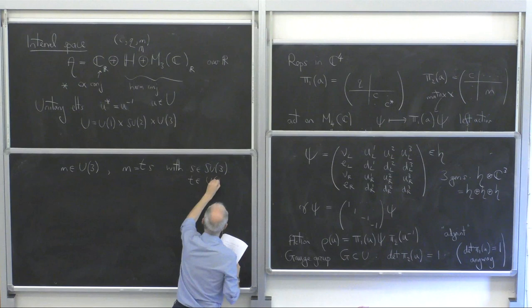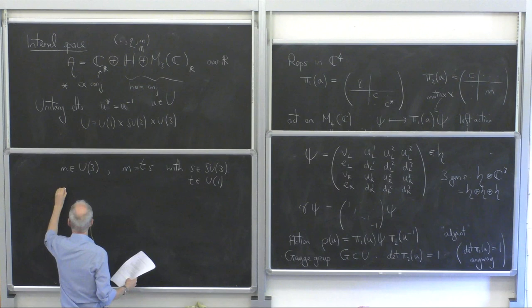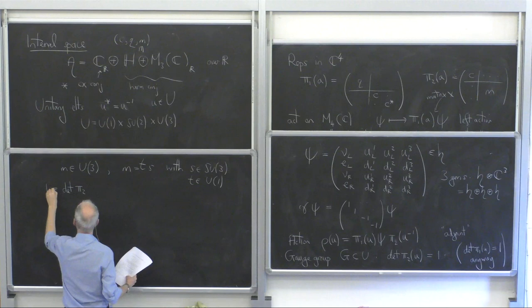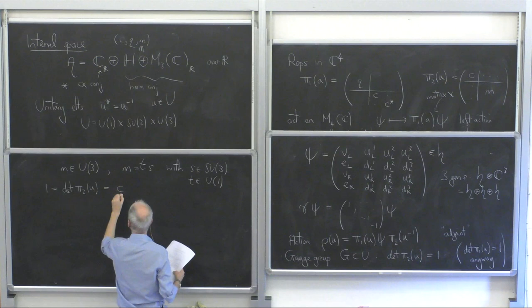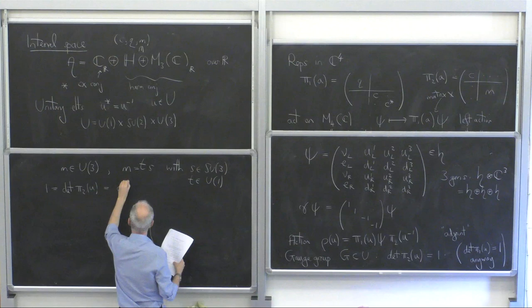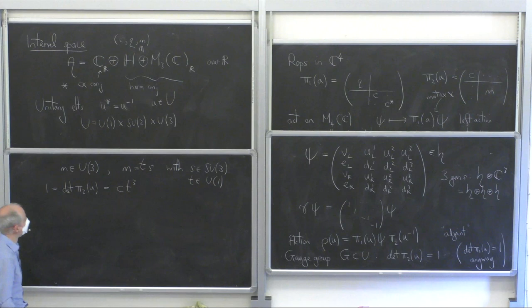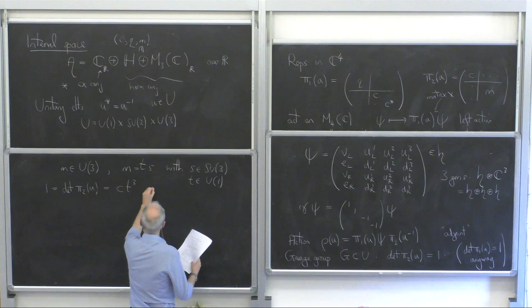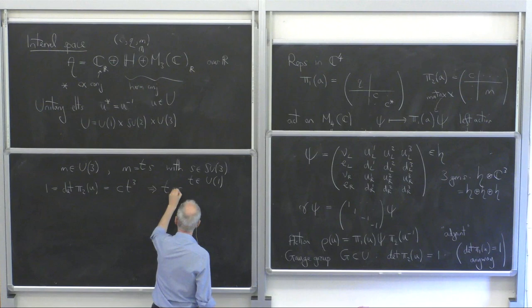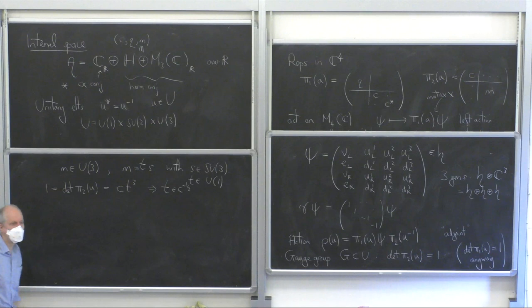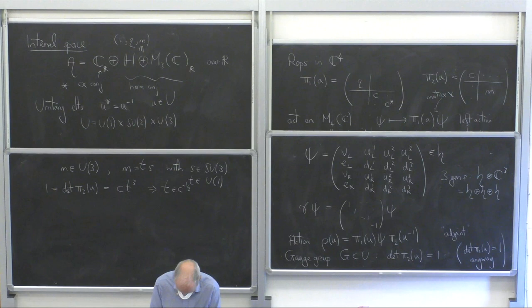Then this condition here, that determinant pi 2 is 1, is C times det of M, and det of M is T cubed, because S has determinant 1. So you could set C to be T minus 3. But in the physics literature, it's normal to use fractional charges. So you set T to C minus 1/3, and eliminate T.